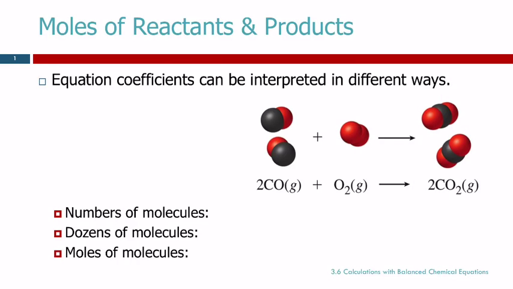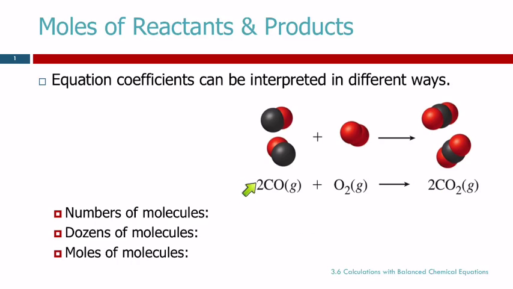So here's the end of chapter 3, calculations with balanced chemical equations. We learned how to write chemical equations and balance them, and now we're going to use them to do stuff. When we look at a balanced chemical equation like this one here, 2CO plus O2 produces 2CO2.